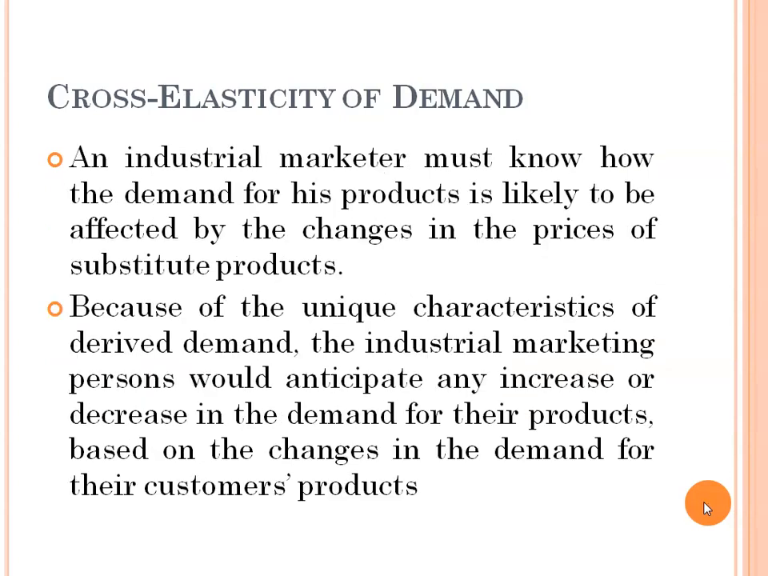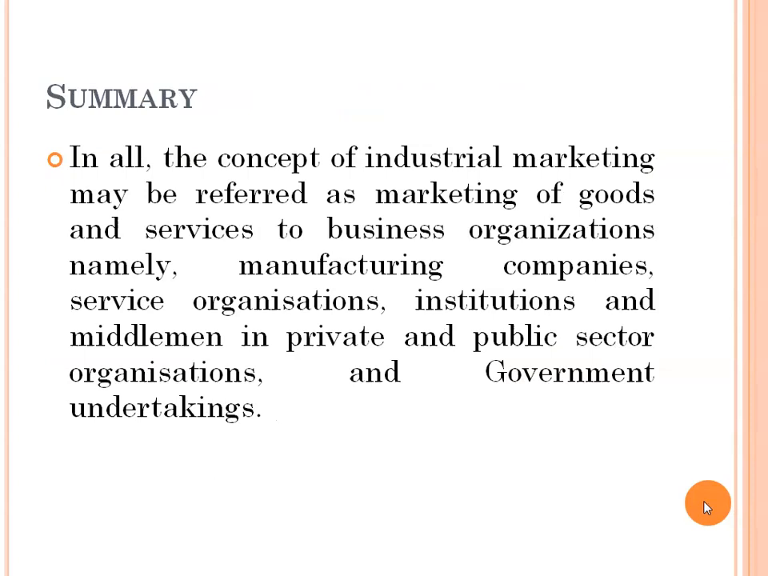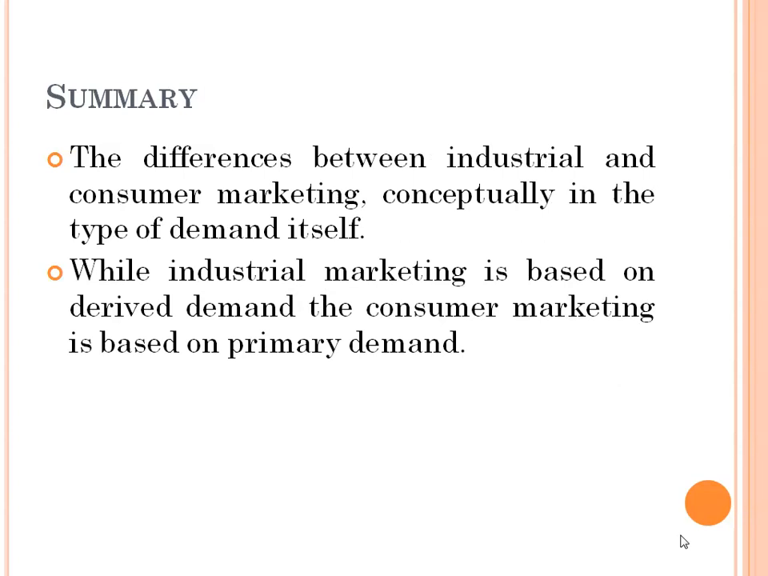Okay, after that we can just have a summary of this chapter number 1. So in all, the concept of industrial marketing may be referred to as the marketing of goods and services to business organizations, namely manufacturing companies, then service organizations, institutes, and middlemen in private and public sector organizations, and government undertakings also. The difference between industrial and consumer marketing is conceptually in the type of demand itself. While industrial marketing is based on derived demand, consumer marketing is based on primary demand.